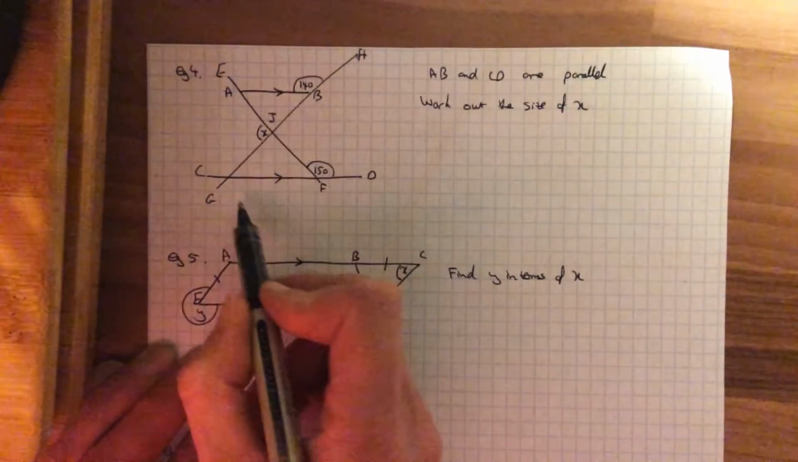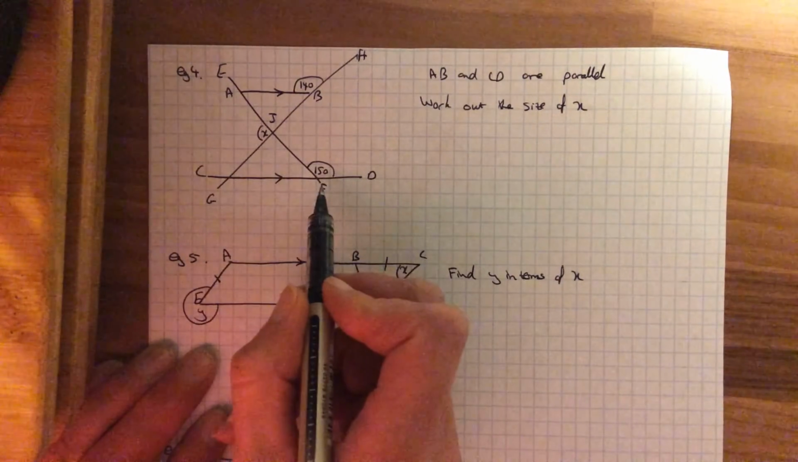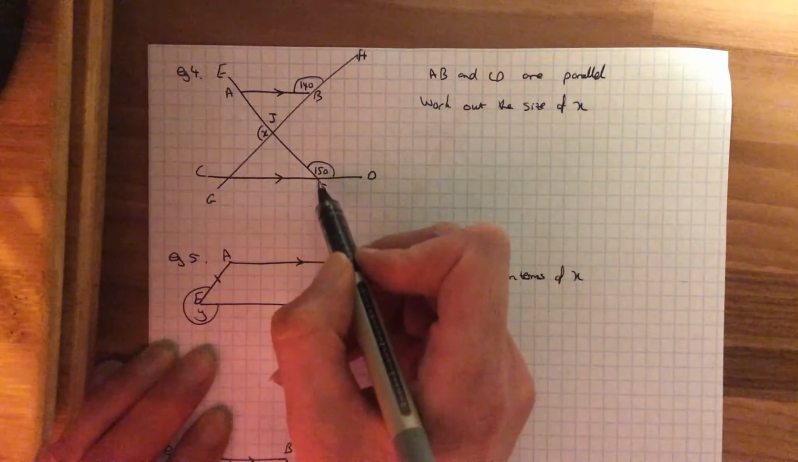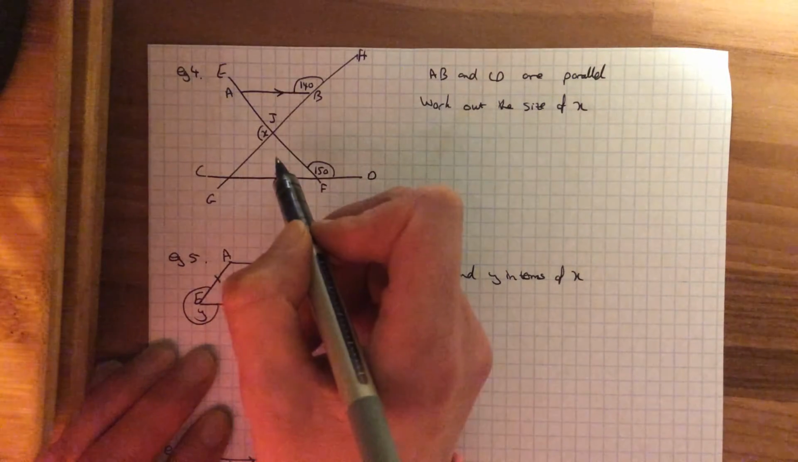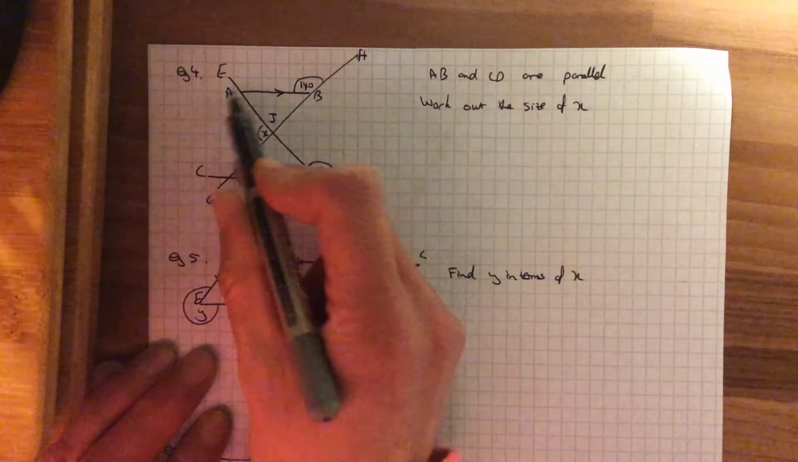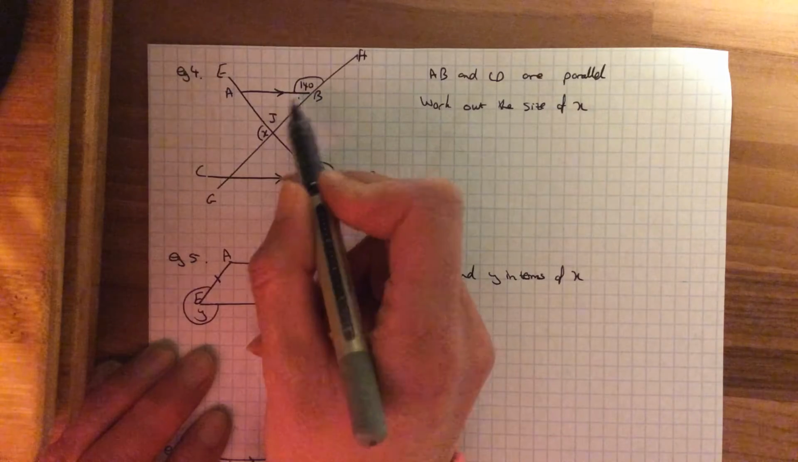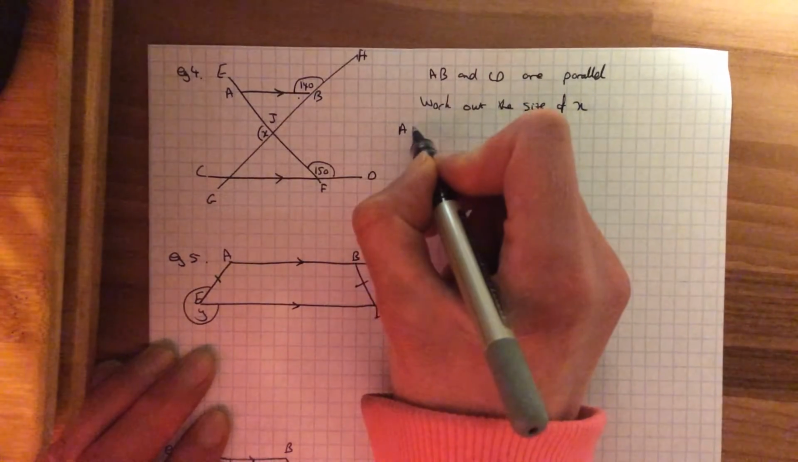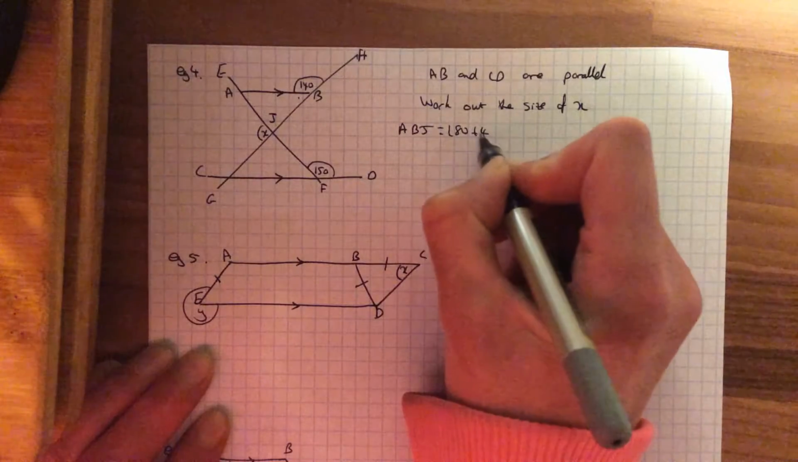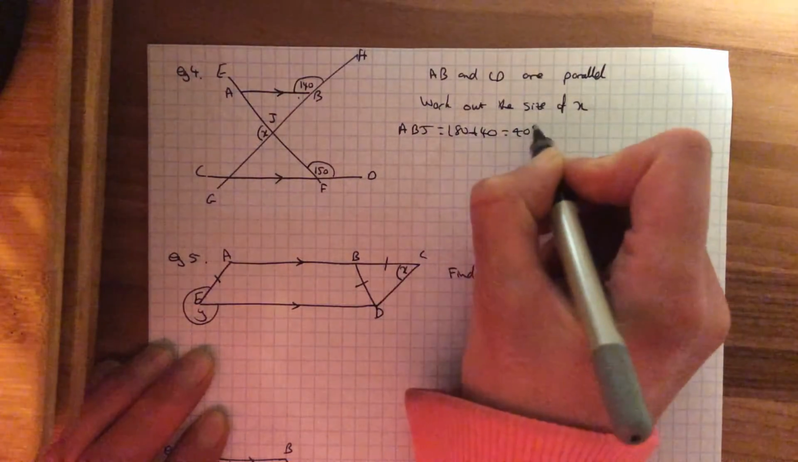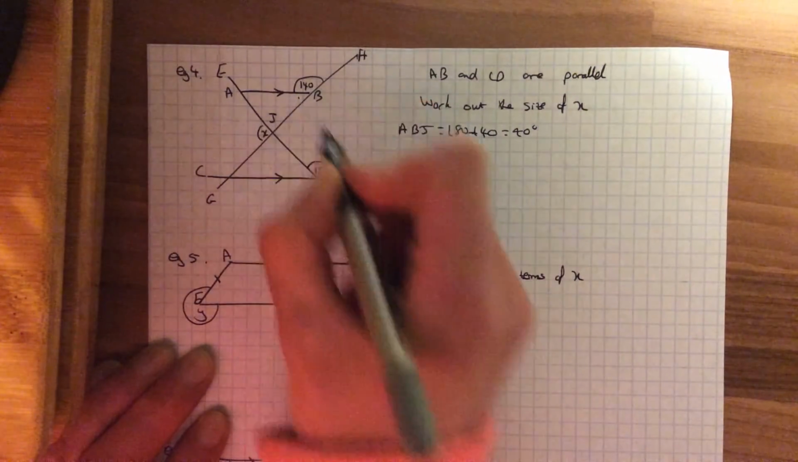AB and CD are parallel. Work out the size of the angle X. So we'll just start piecing together here. First one I'm going to look at is ABJ in here. So we'll need to write out exactly what I'm doing. ABJ is 180 minus 140 because it's a straight line. So that's 40 degrees in there.